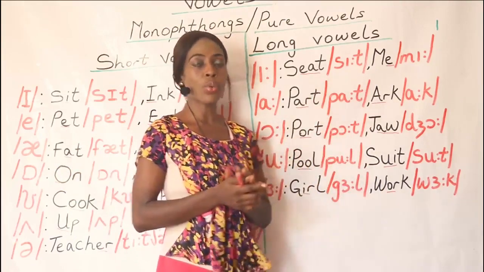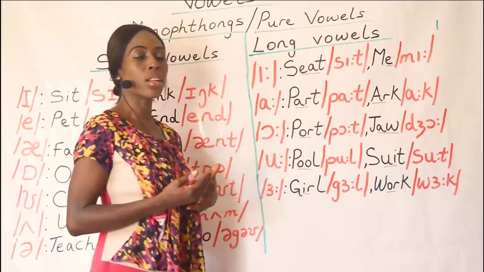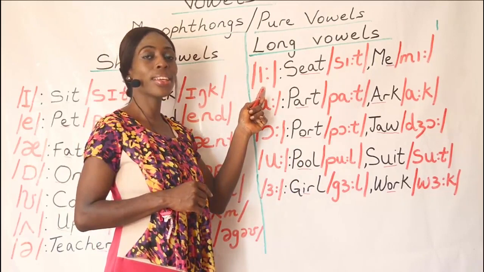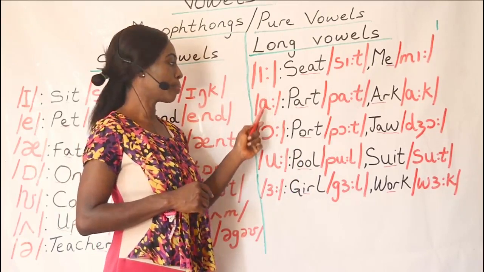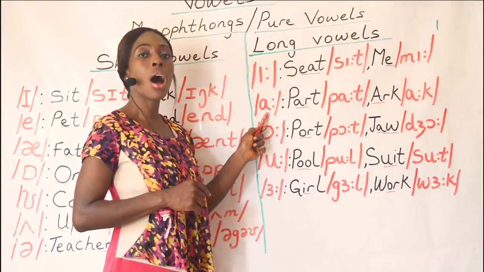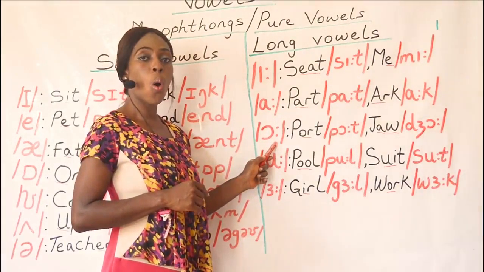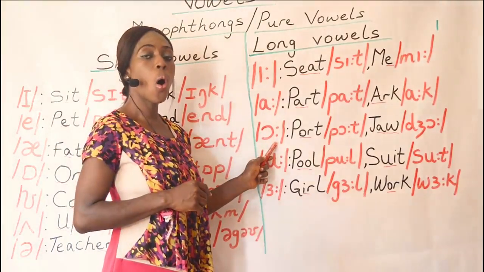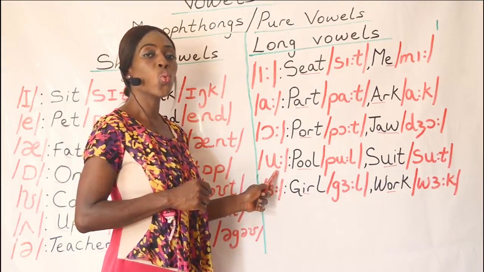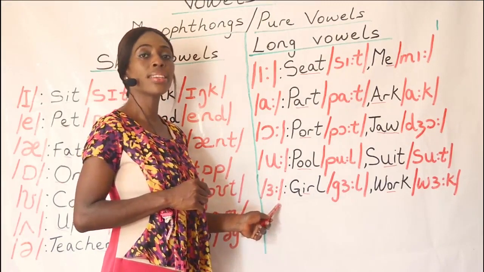So we've gone through the 12 monophthongs. Let's have a rundown of this again. I want you to repeat after me. Let's look at the long vowels one more time. E. Ah. Oh. Ooh.